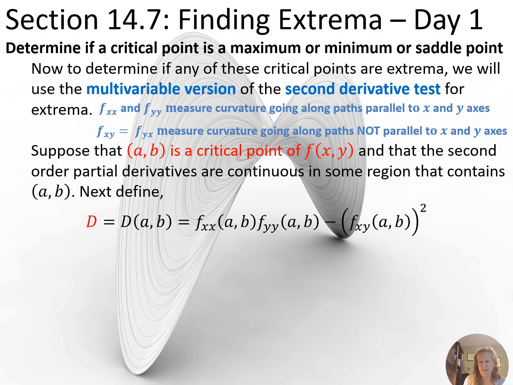formula. So now kind of take the ABs out of it. You're taking the product of the pure second derivatives, and then you're subtracting the mixed partial, but squaring it. Okay? Now, before we think about why we would do such a thing or what these can mean, let me just give you the conditions after this.